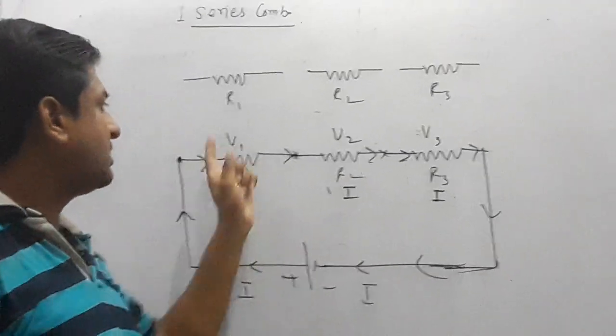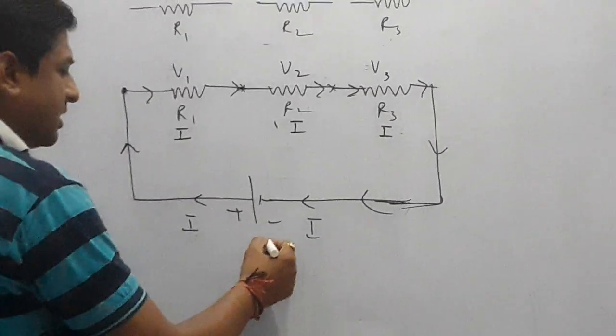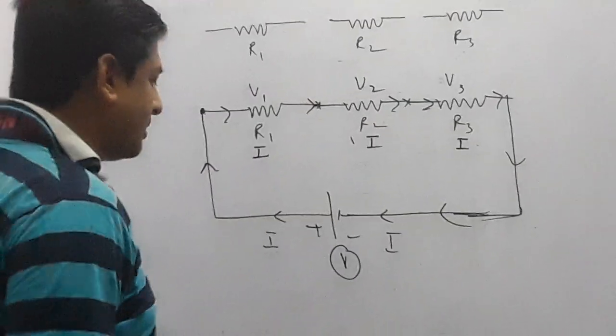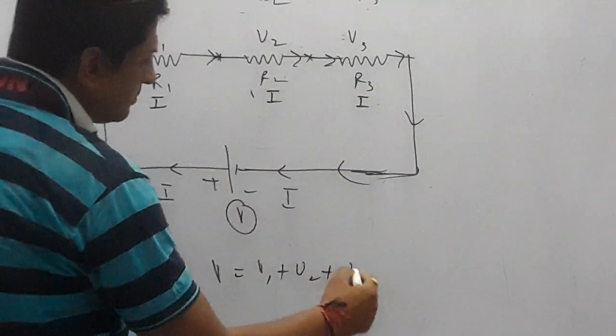That's why the potential here is V1, here is V2, here is V3. Therefore this is the net potential offered by the cell. So this net potential V is what? The sum of all the potentials.